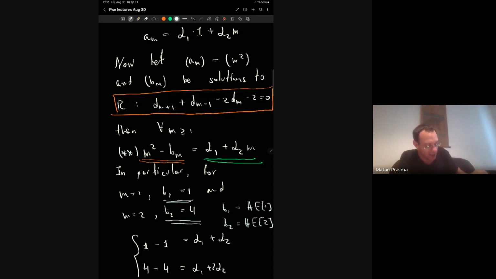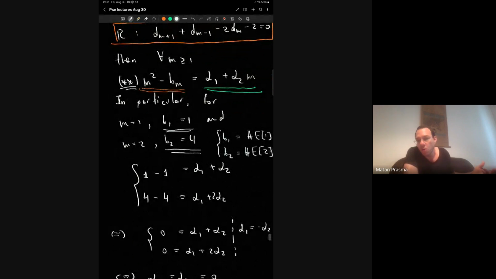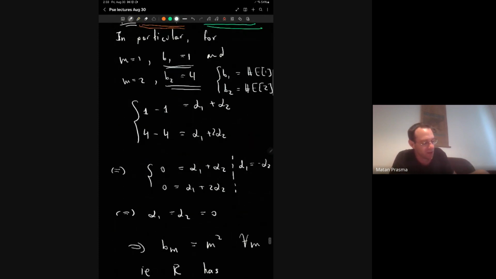So, I know that B1 and B2 have to be equal to 1 and 4. I plug it into this equation, double star, and I get two equations. It's very easy to check that these are two equations in the unknowns alpha 1 and alpha 2, and alpha 1 and alpha 2 have to be 0. These are the only solution for these two equations.